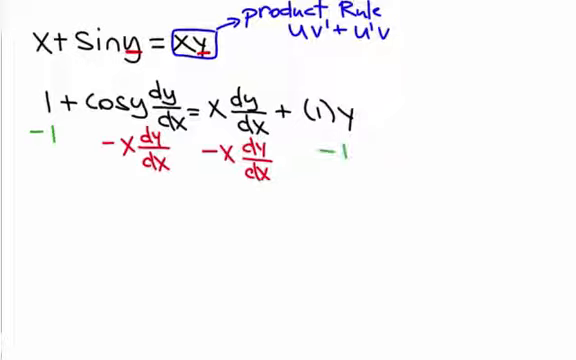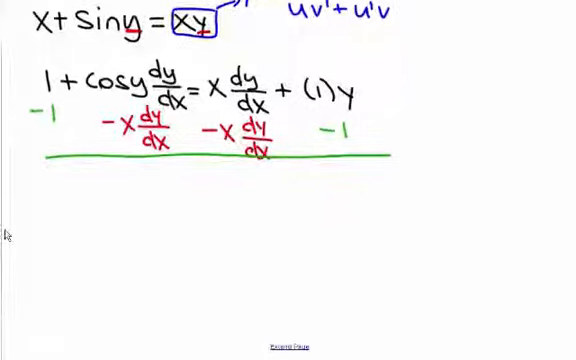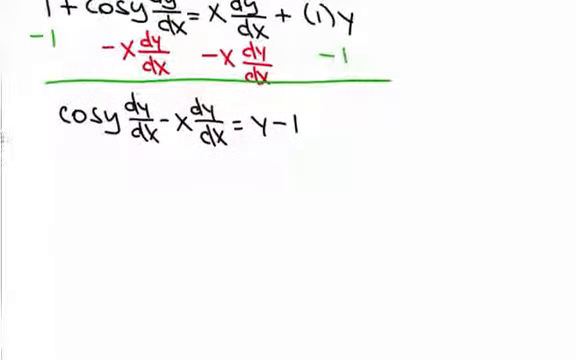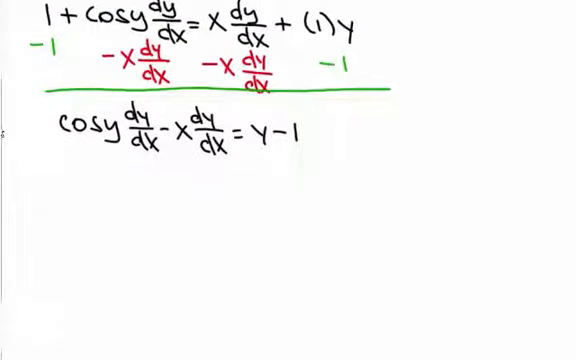So this is kind of how my setup looks, and what I'm going to do is get everything that doesn't have dy/dx on one side of the equation, get everything with dy/dx on the other. And I chose on this particular one to subtract x dy/dx from both sides. You could just as easily have subtracted cosine y dy/dx. It doesn't matter which way you go. We just need to get the dy/dx all alone.